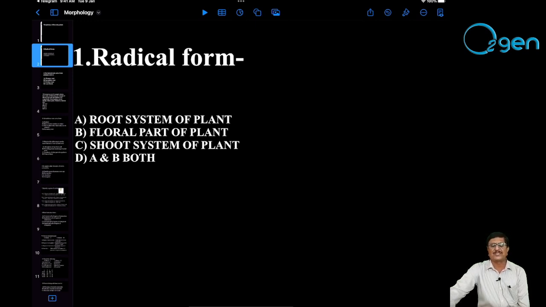The floral parts, you have studied in the synopsis, will be developed from floral primordial cells, and the shoot system of the plant is developed from the plumule of the seed. So here for the question, the radicle forms the root system of the plant.